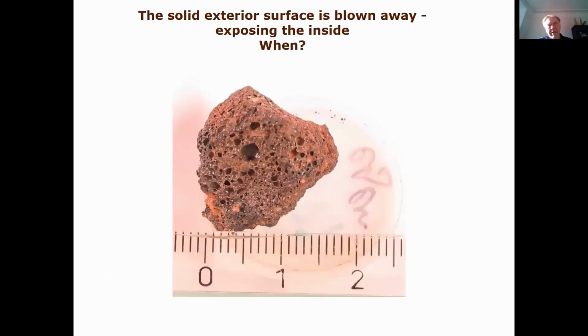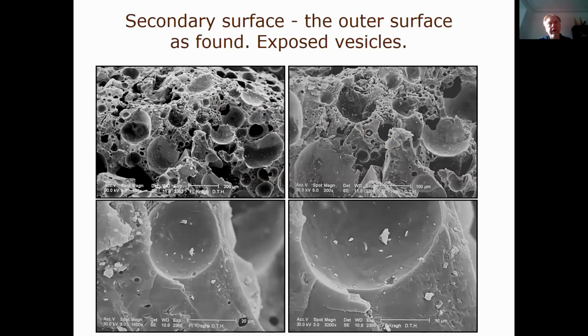Now, that means that, as I said, the solid surface is blown away. That implies that we have exposed the inside. We're actually looking at the inside of the vesicle. And the issue is, when did that happen? Did it happen actually when it was inside the plume? Well, let's see. We can see by observing the surfaces of these vesicles, the old surface, you can say.